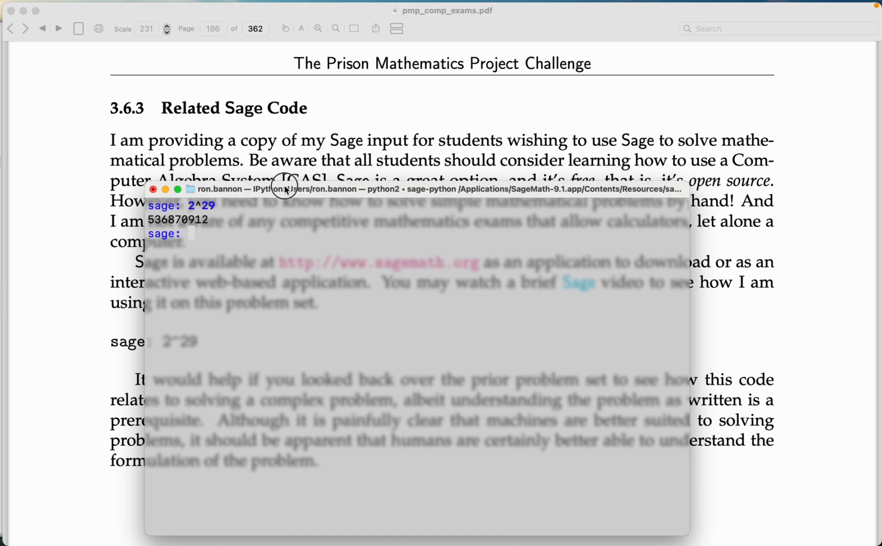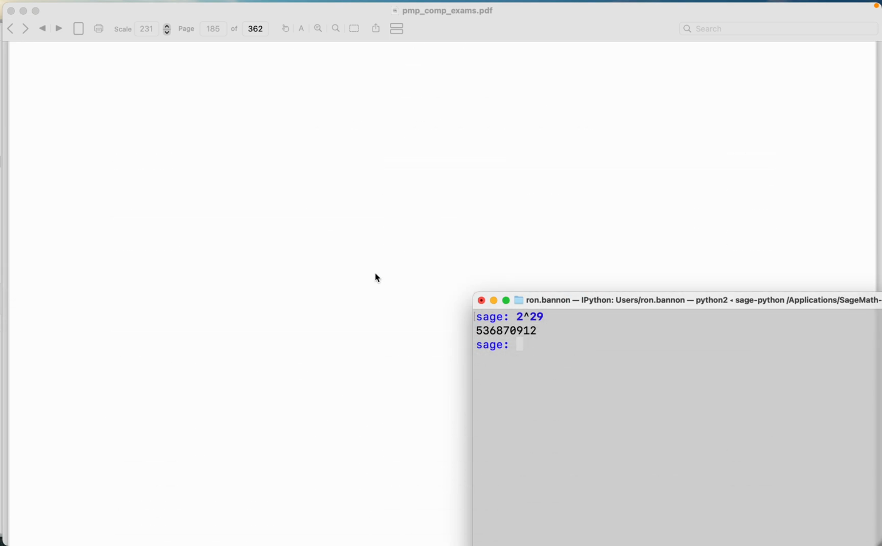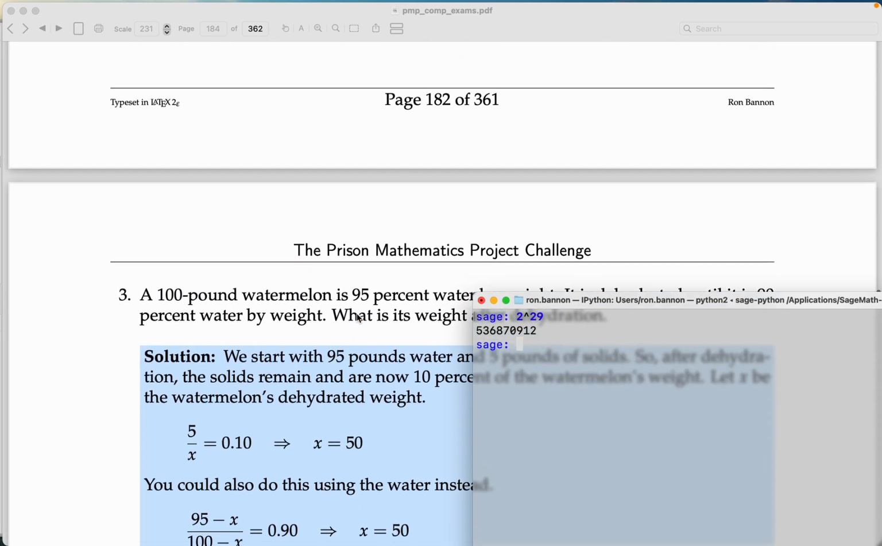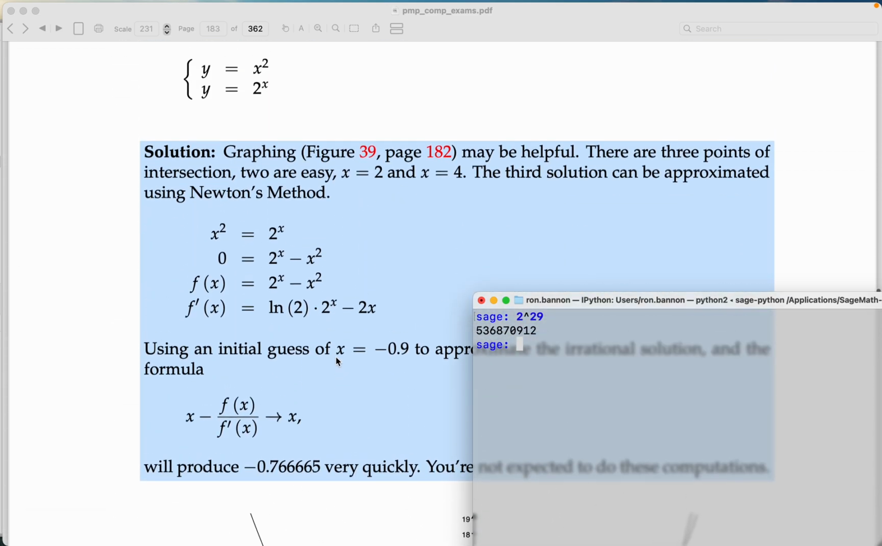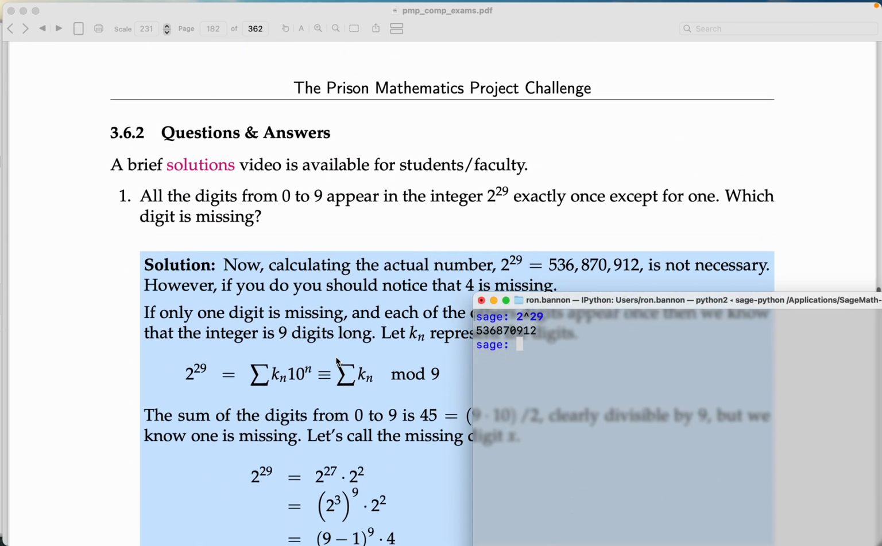So I got to be honest with you, this is not what we're looking for you to do. But, you know, I'm always curious when I'm doing a problem and I'm thinking about it, and I often wonder, did I think through it correctly? And sometimes I convince myself of something that's simply not true. So I want to recall that this one over here, again, I felt it's a difficult problem, in my opinion. Maybe I'm not seeing it the right way, but all the digits 0 to 9 appear in the integer 2 to the 29 exactly once except for one.